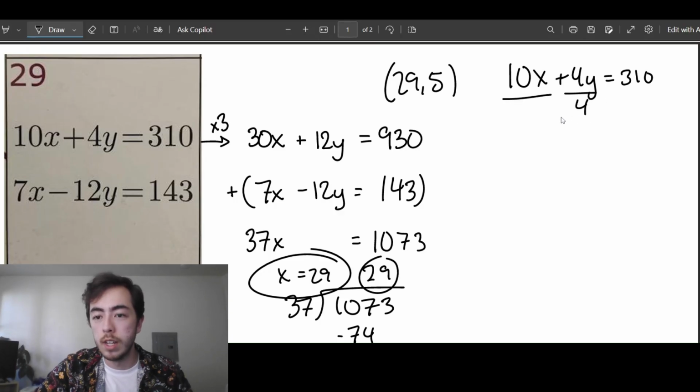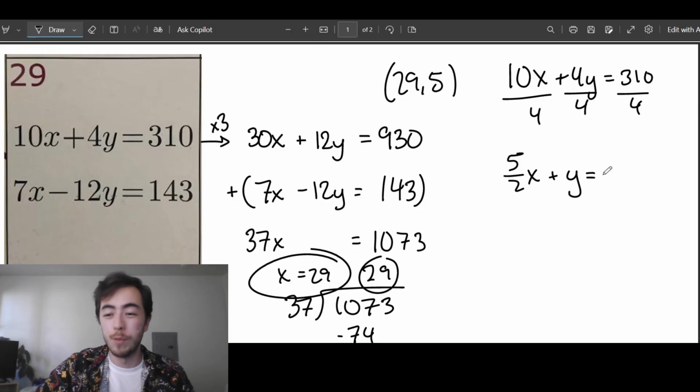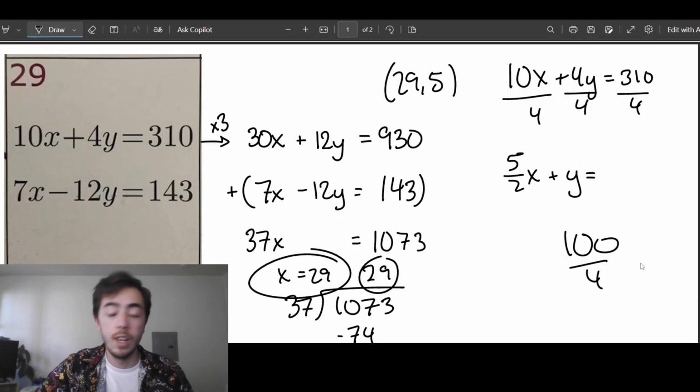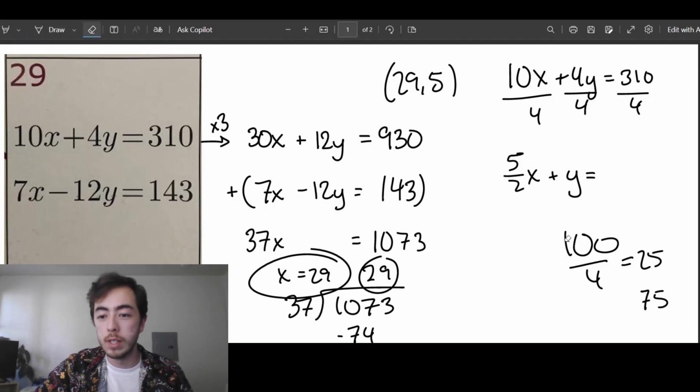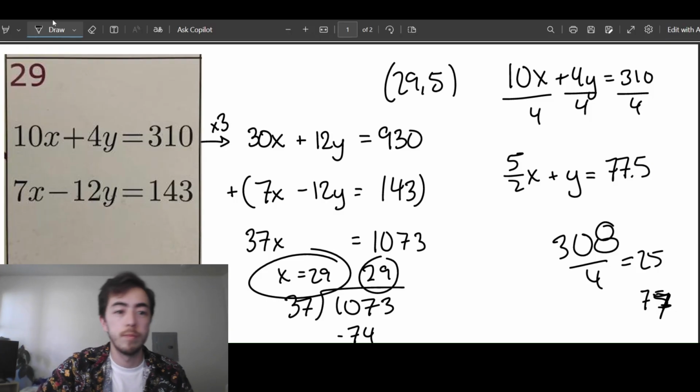And then I could divide everything by 4. So I get, I'll just write it as 5 halves x plus y is equal to whatever 310 divided by 4 is. I know that 100 divided by 4 is 25. And so this is going to be almost 75, or maybe a little bit above 75. And if I tack on 2 more 4s, that's going to make it a 77. And so my answer here should be 77 and a half, which I'll just write as a decimal here.